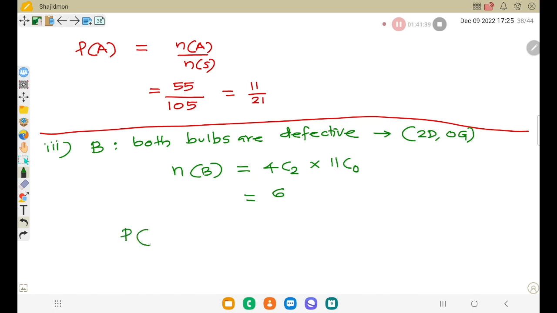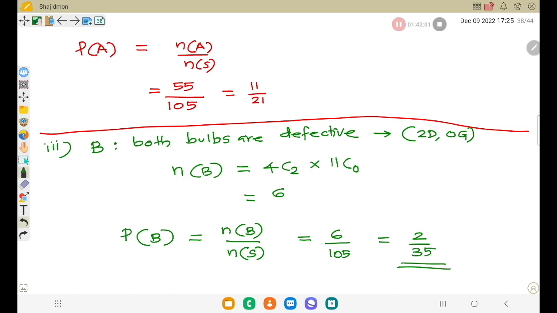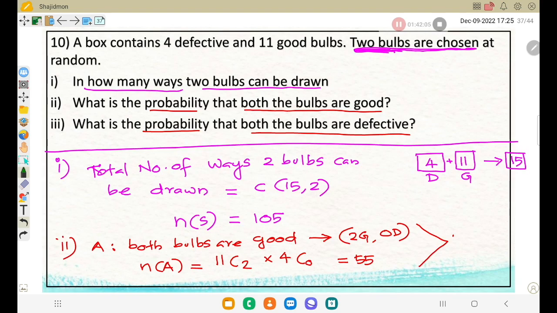Probability that both are defective, probability of B, equals number of elements of B divided by number of elements of S. Number of B is 6 divided by number of S, 105. So you will get the answer 2 divided by 35. Hope you understood this question. Combination questions, whenever we are selecting 2 or more, those are combination related questions.